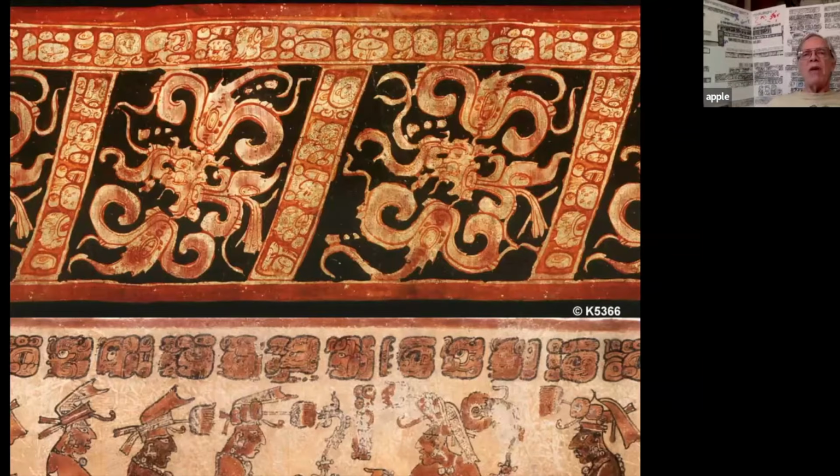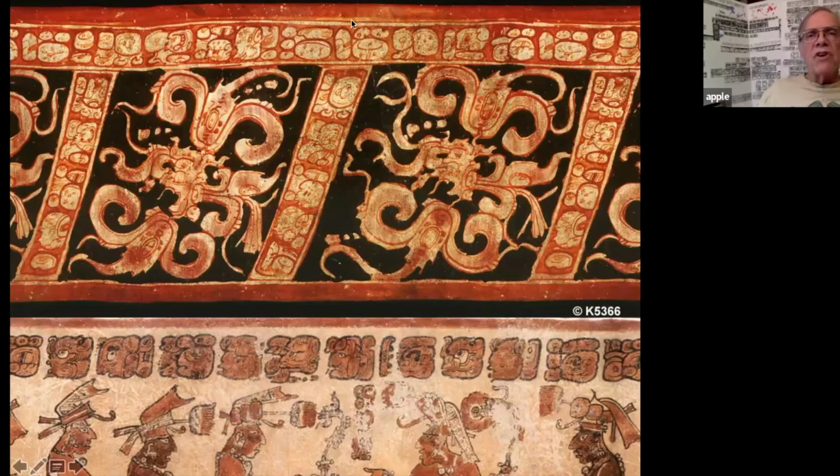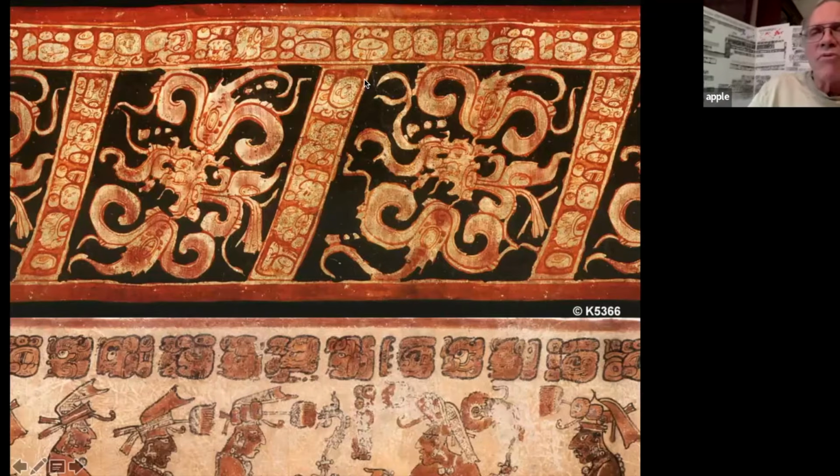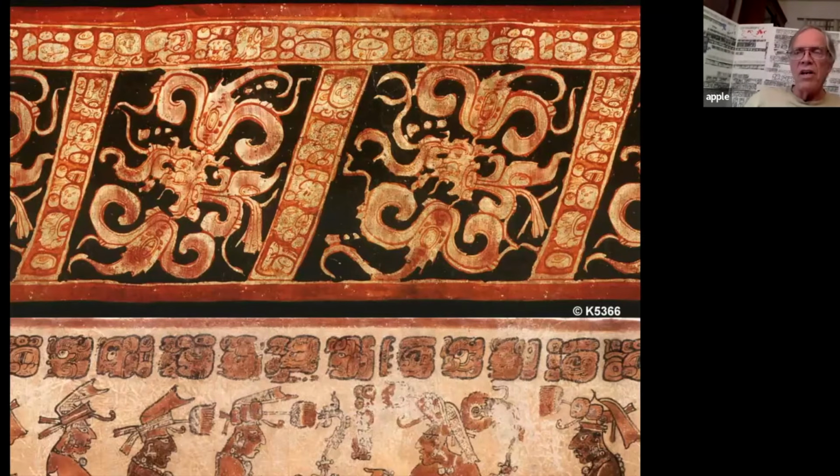And sometimes they paint it on a black background, but the glyphs are yellowish on a red background with a dark red outline. And that seems to be pretty common in this style of glyphs that you find in Naranjo pots.